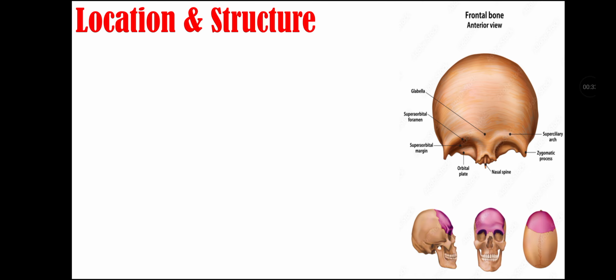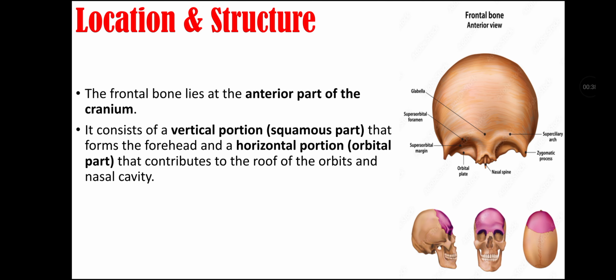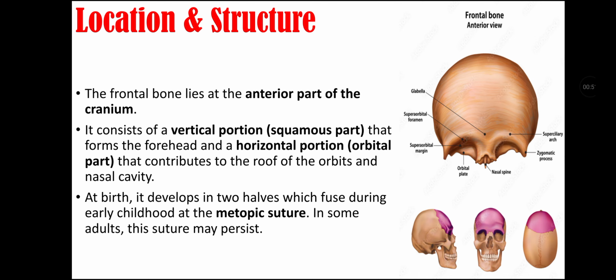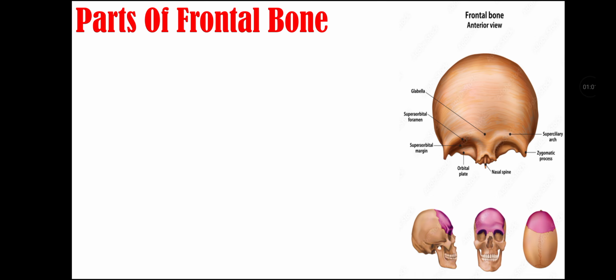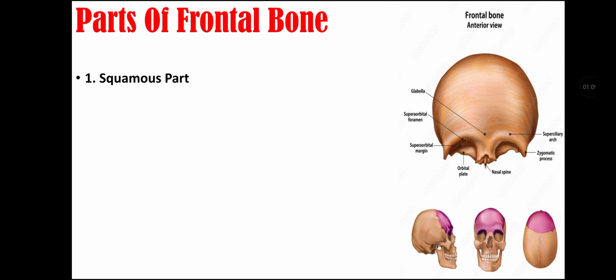Location and structure of frontal bone. Frontal bone lies at the anterior part of cranium. It consists of a vertical portion, that is squamous part, that forms the forehead, and a horizontal portion, that is orbital part, and it contributes to roof of orbit and nasal cavity. At birth, it develops in two halves which fuse during early childhood at the metopic suture. In some adults, this suture may persist. Parts of frontal bone include its squamous part, orbital part, and nasal part. Now let's talk about these parts one by one.